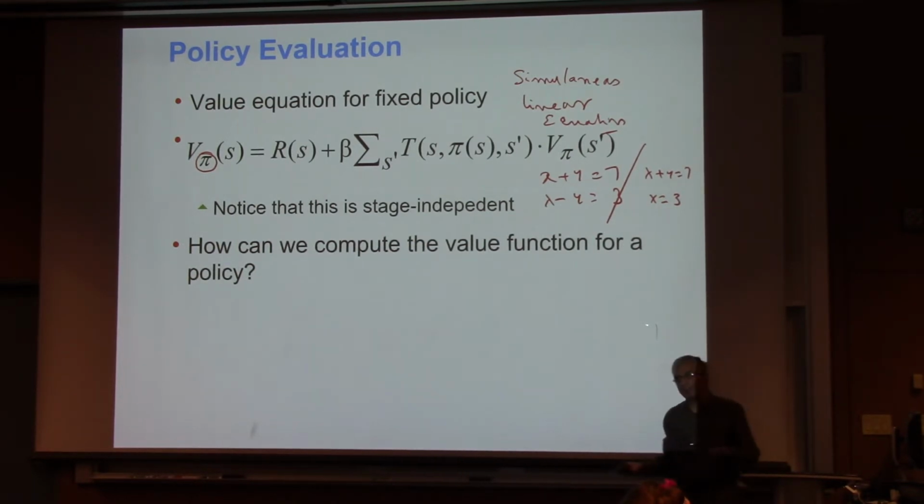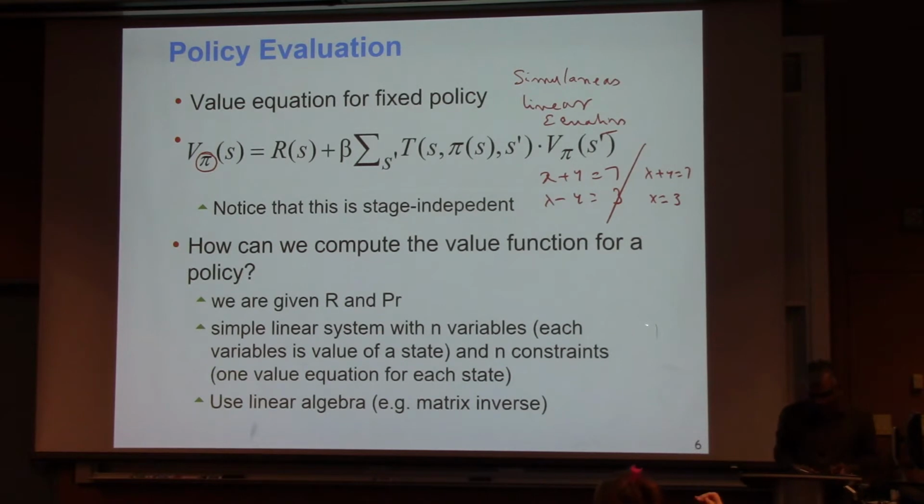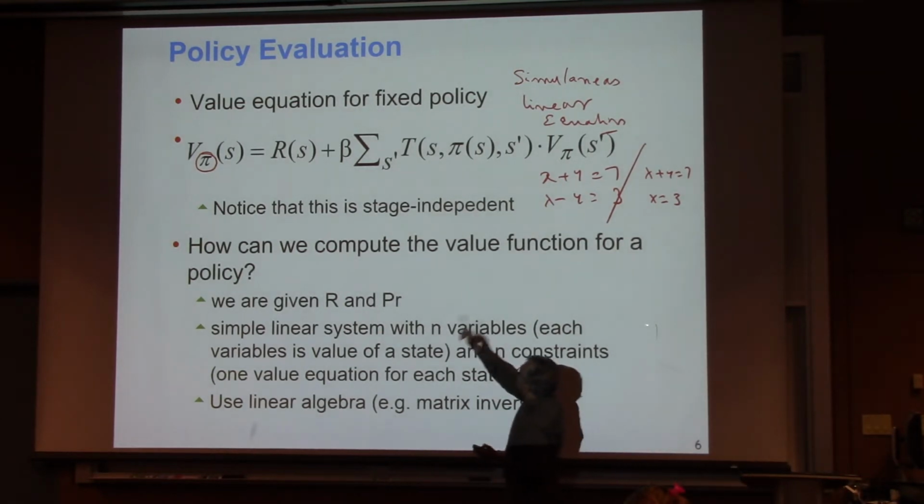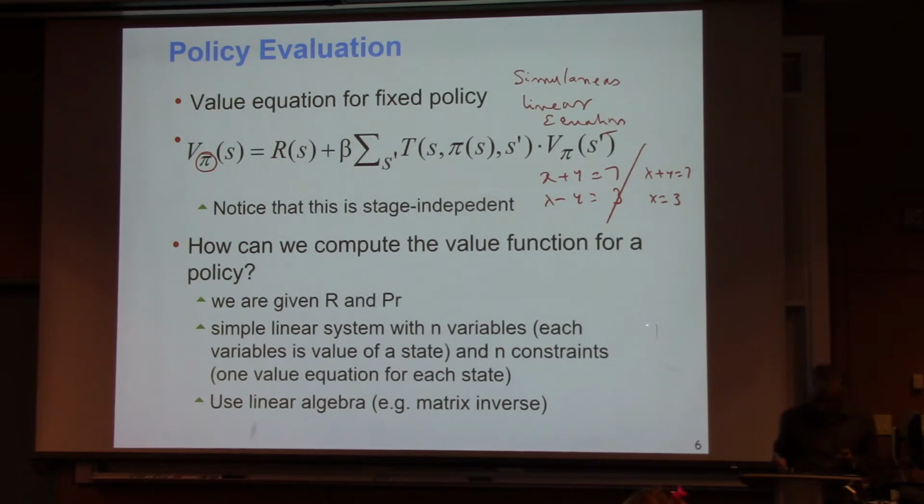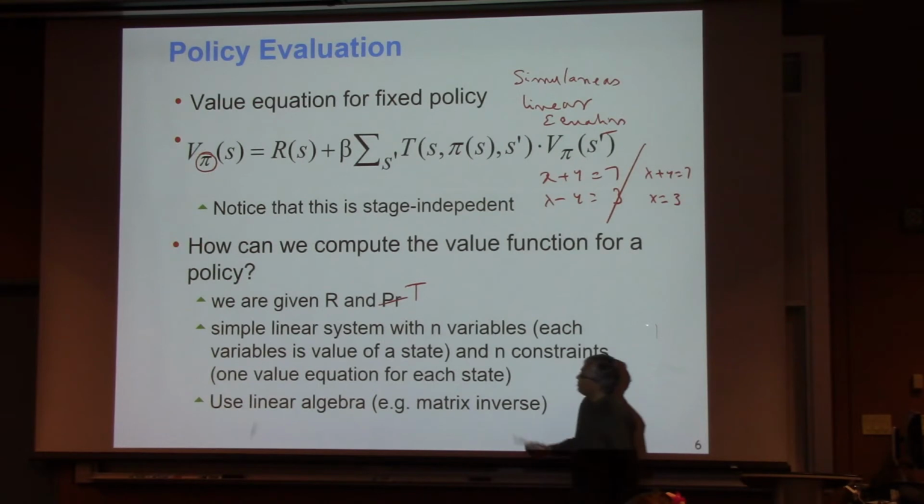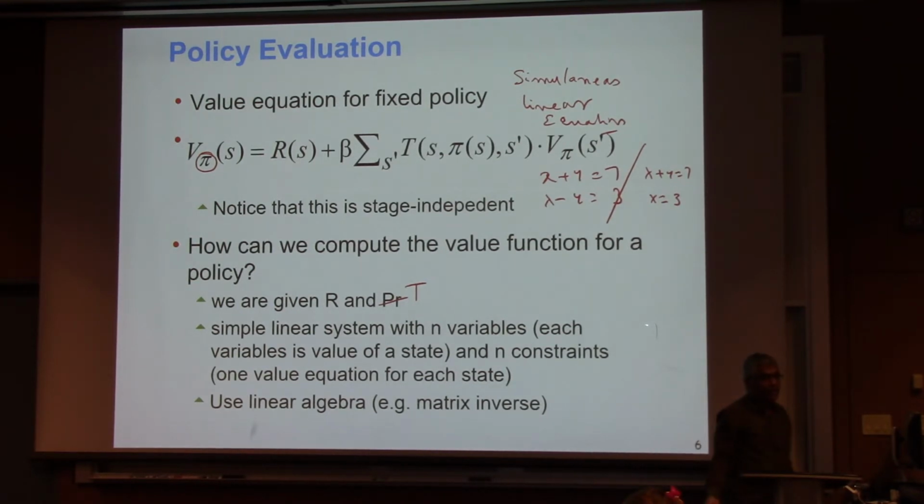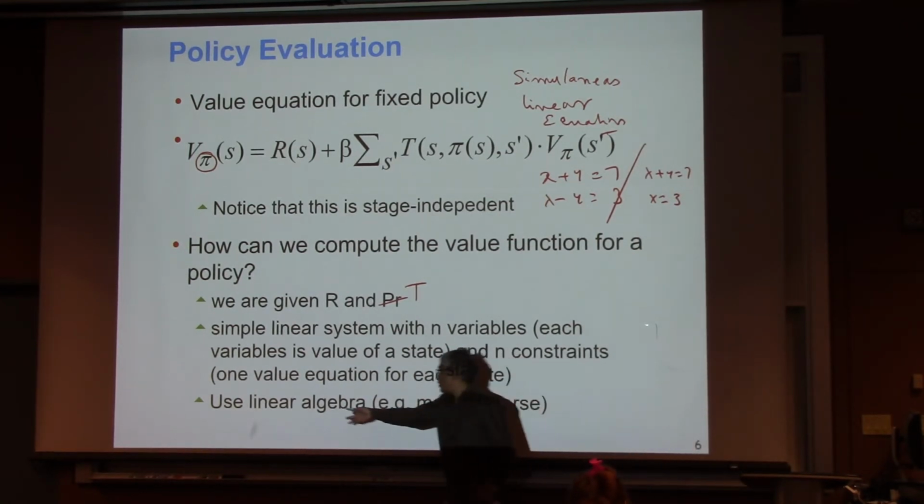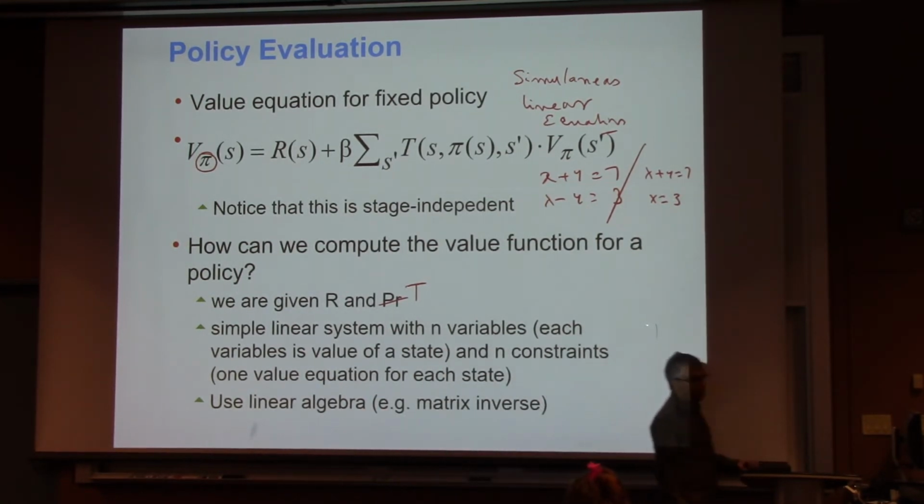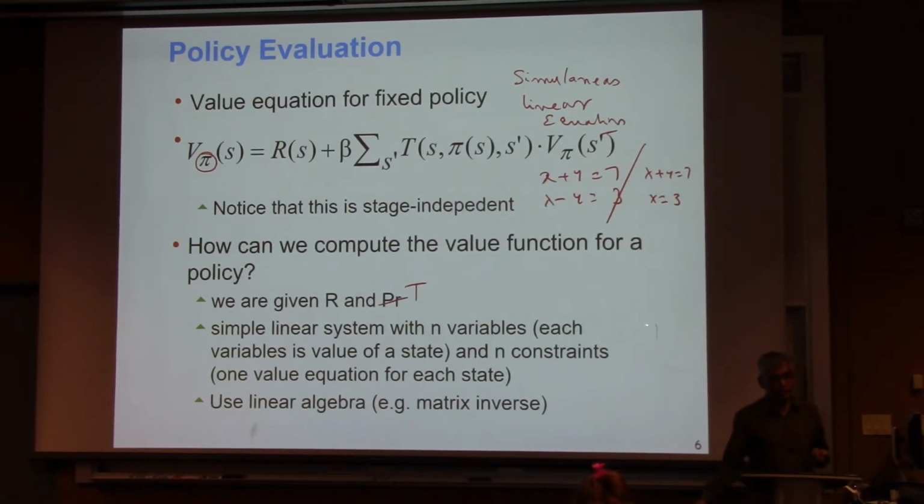Okay, that's pretty much what was happening between the finite horizon versus infinite horizon in terms of computing the value function. Okay, so how can you compute a value function of a policy? We are given not PR actually, which is the transition function, and then it's a simple linear system with n variables, and each variable is the value of a particular state. There are exactly n variables and exactly n constraints, and it's a linear system, so you can solve it. Okay, and you can do any number of things. One obvious one is essentially matrix inversion. You can do Gauss-Jordan, you can do any other.